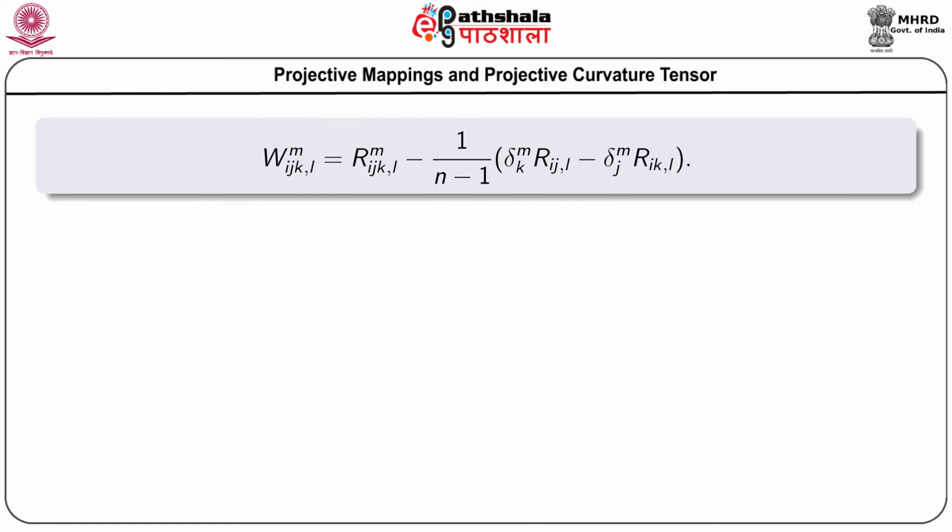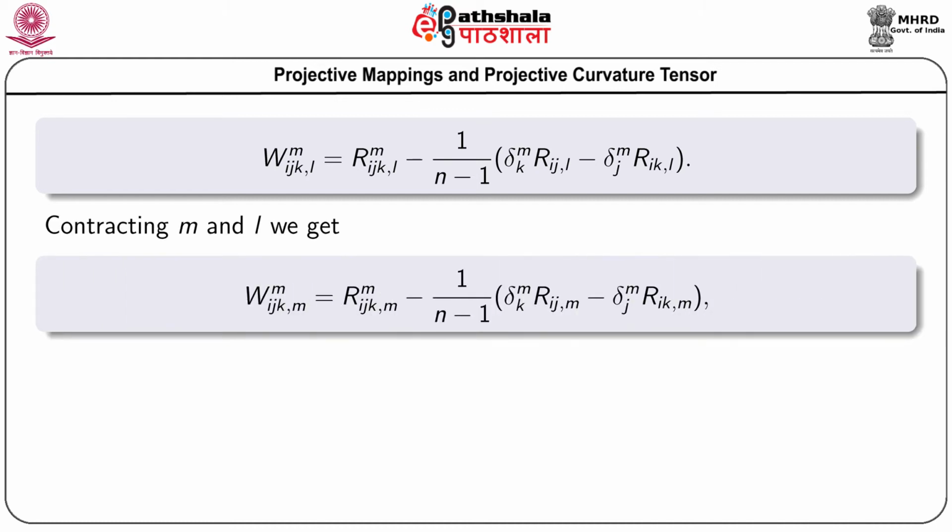And which takes the form: W^m_{ijk,L} = R^m_{ijk,L} − 1/(n−1) (δ^m_k R_{ij,L} − δ^m_j R_{ik,L}). Now, contracting m and L, we get W^m_{ijk,m} = R^m_{ijk,m} − 1/(n−1) (δ^m_k R_{ij,m} − δ^m_j R_{ik,m}).